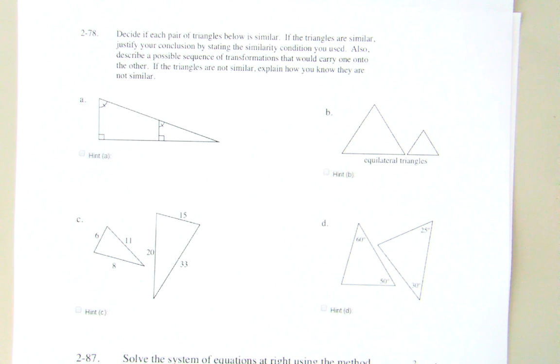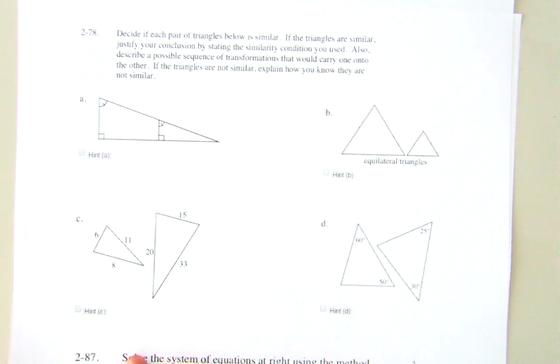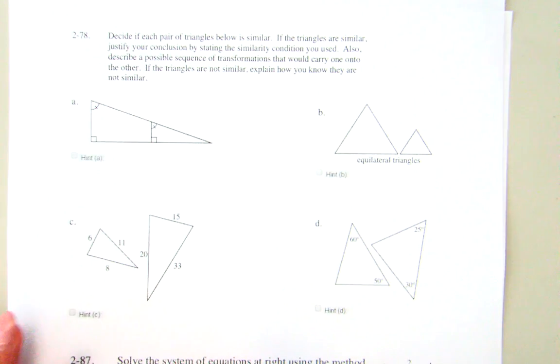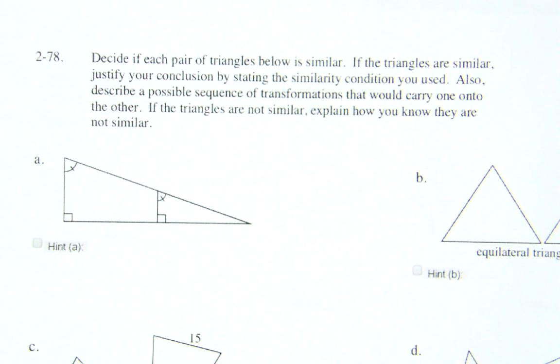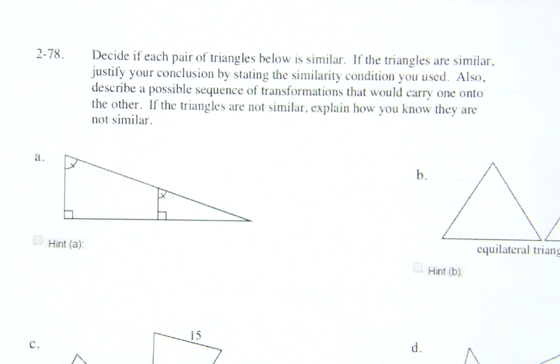Okay, in this Math 2 video, we're going to do 78, 87, and 88 from Chapter 2. So for starters, it says, the side of each pair of triangles below is similar. If the triangles are similar, justify your conclusion by stating similarity condition. So basically, we're looking to see, is it an angle-angle similarity?